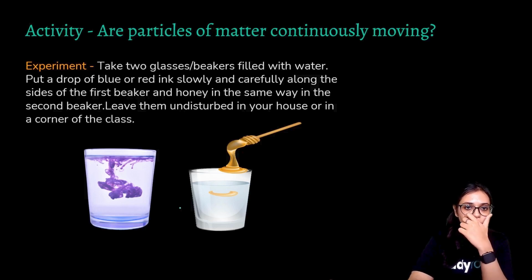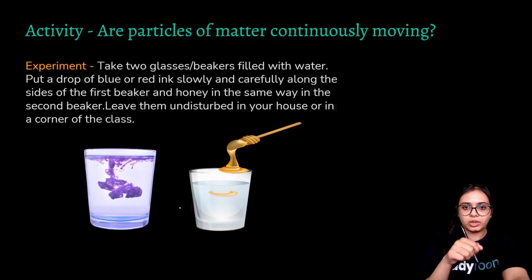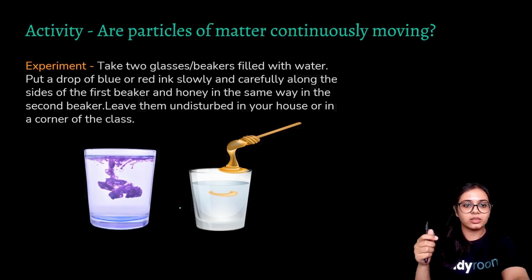Now we have taken two glasses. In the first glass, we have added red or blue ink slowly. And in the other one, we have taken, let's say, a tablespoon of honey. And we have dissolved them. We have given it a stir in the glass, and we have left them undisturbed in a small corner of the room or in your class or wherever you may find some space.